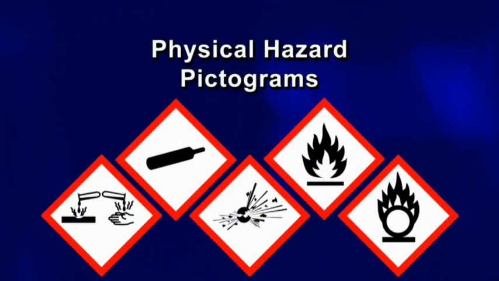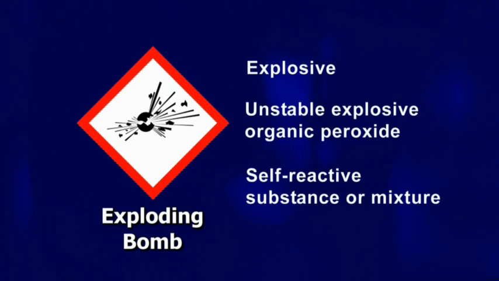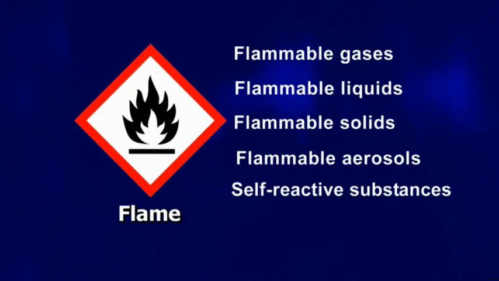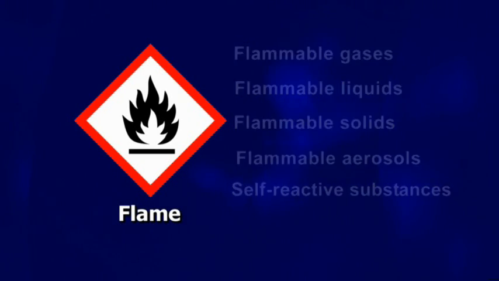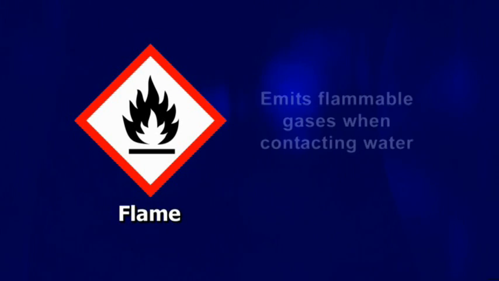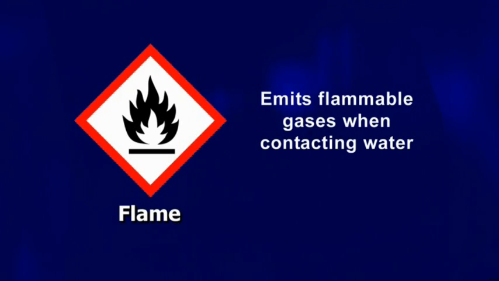There are 5 pictograms displayed on GHS labels to represent the physical hazards of a chemical. The exploding bomb pictogram is used to signify a material as explosive, unstable explosive, organic peroxide, or a self-reactive substance or mixture. The flame pictogram is used for flammable gases, liquids, solids, and aerosols, as well as self-reactive substances. It may also indicate a material is an organic peroxide, pyrophoric liquid, or solid, a self-heating substance or mixture, or emits flammable gases when it makes contact with water.